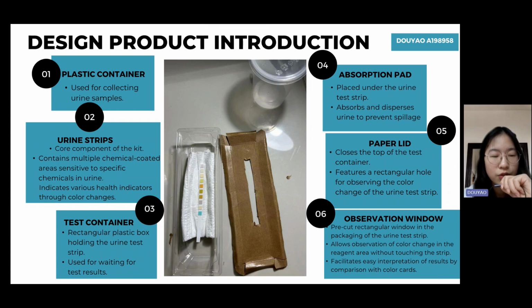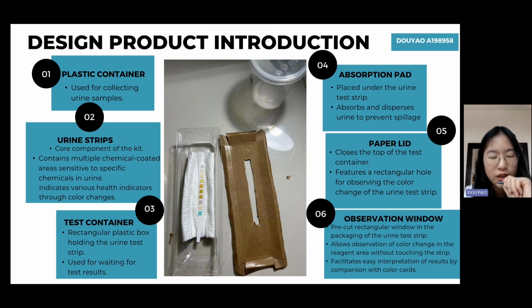A plastic container is used for collecting urine samples. The urine strip is the core component of the kit. It contains multiple chemical constituent areas sensitive to specific chemicals in urine, and indicates various health indicators through color changes. The test container is used for waiting for test results. An absorption pipe placed under the urine test strip absorbs and disposes of urine to prevent spillage and mixing between reagent areas.